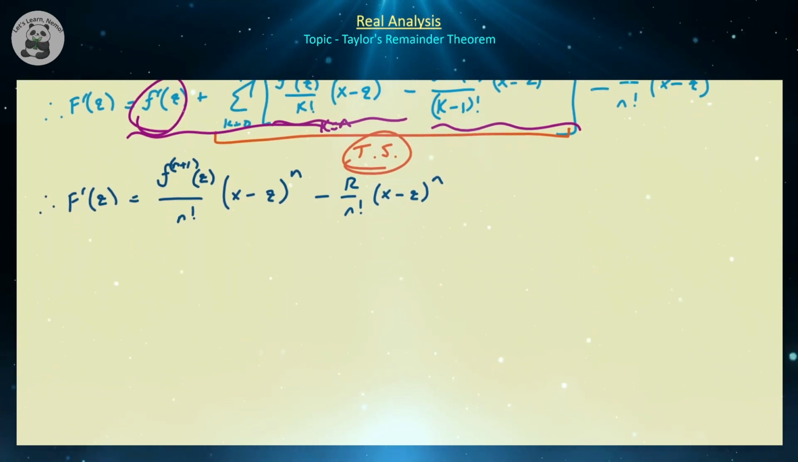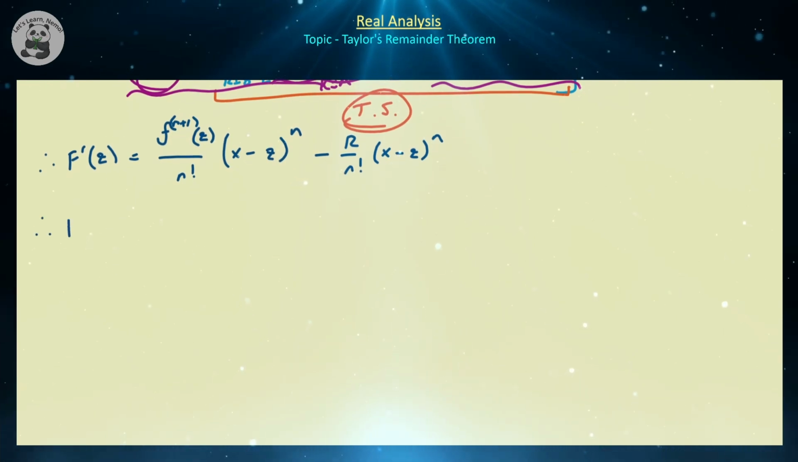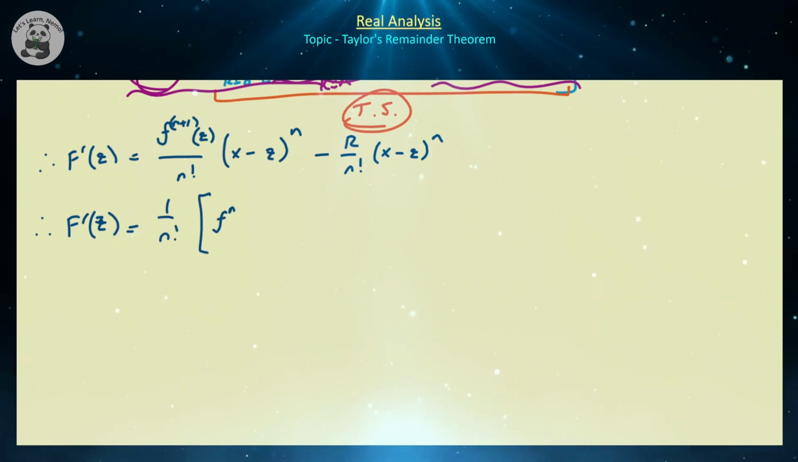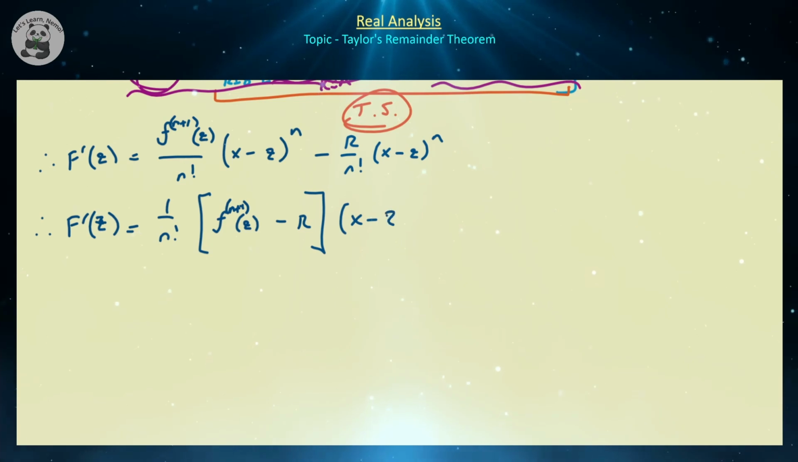So notice that we have some repetition here, so I can actually factor that out. So I'm going to have f prime of z is going to be equal to, let's factor out 1 over n factorial, and then we're going to be left with the n plus 1th derivative at z, and then minus r, and then x minus z to the power of n, right?